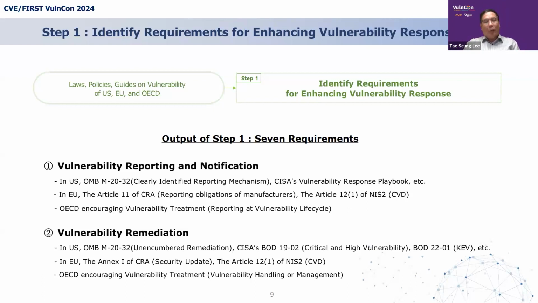Also, CISA's binding operational directive 20-1 requires federal agencies to take measures against known exploited vulnerabilities, briefly called KEV. In the EU, the annex of the CRA requires that newly discovered vulnerabilities must be handled through security updates. And Article 12 of NIS2 stipulates coordinated vulnerability disclosure and the use of a vulnerability database.